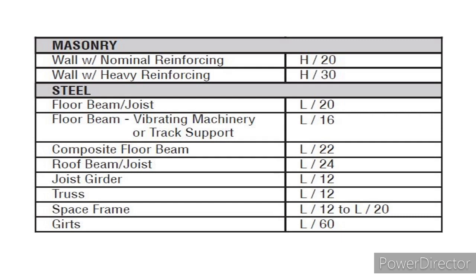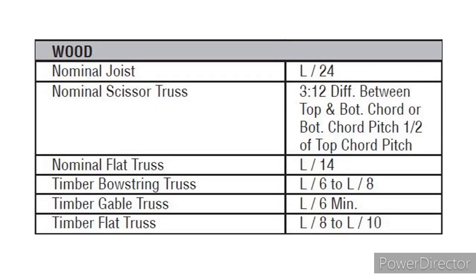Space frame: structural depth is L/12 to L/20. Its structural depth is L/16. Fourth category is wood. Nominal joist: structural depth is L/24. Nominal scissor truss: structural depth is 3 in 12 difference between top and bottom chord, or bottom chord pitch is half of the top chord pitch.